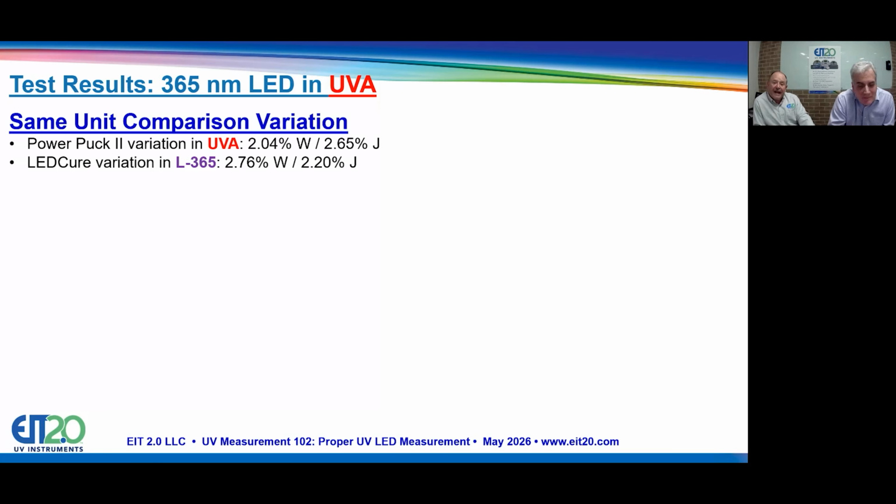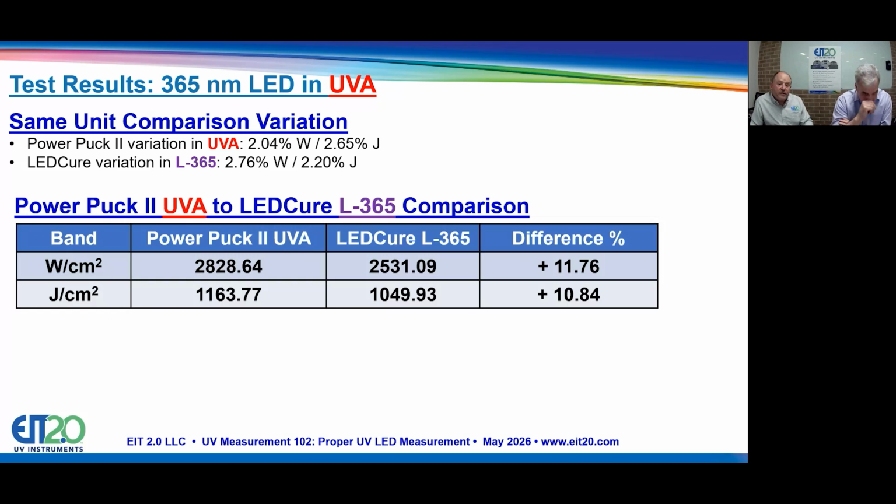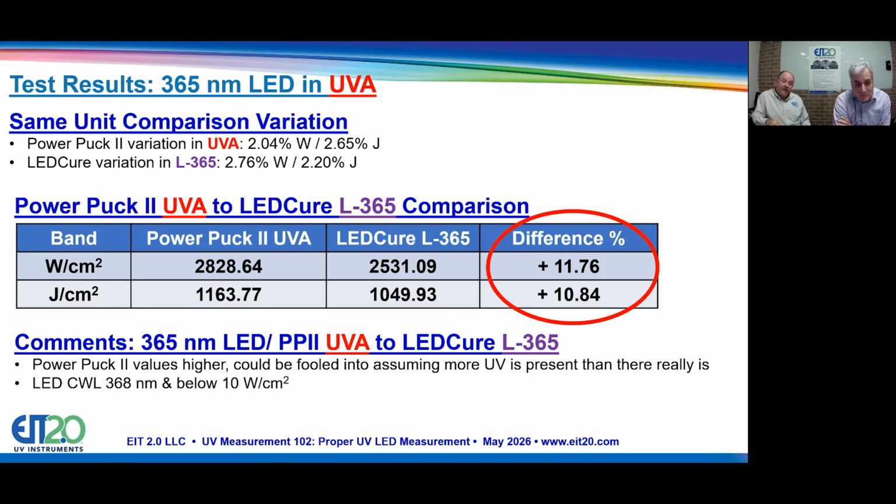First thing we did was look at how the units compare to each other, the power puck to the power puck. You can see that it matched pretty well here. It also matched the LED fairly well in terms of the percent difference. When we look at the difference between the PowerPuck UVA and the LED Cure L365 on a 365 source, you say, well, maybe I can live with 10, 11, 12%. It's not that bad.